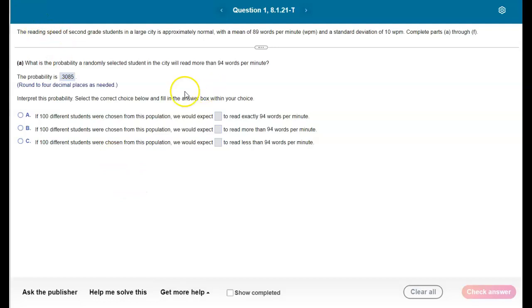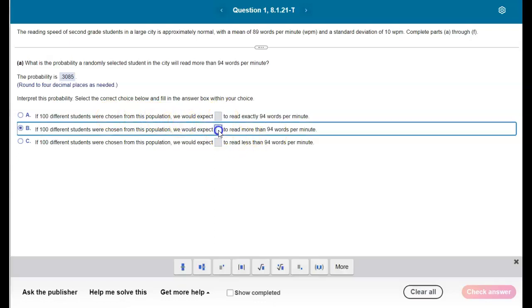So now to interpret this probability, again, this is the probability you can also think of as a percentage. So 30.85% of the randomly selected students would be able to read more than 94 words a minute. So when you're reading this, if 100 different students were chosen from this population, we would expect 31 of them to read more than 94 words per minute.